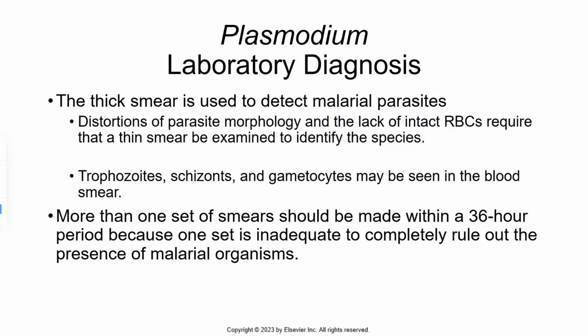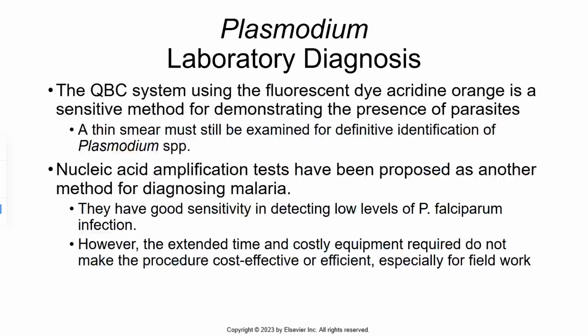In addition, we can take the blood sample and look for the levels of different types of cytokines. If there are pro-inflammatory versus anti-inflammatory cytokines, we can correlate those; as we would anticipate, toward the end of a malarial infection we would see more of the anti-inflammatory cytokines. The QBC system using fluorescent dye, acridine orange, is a sensitive method for demonstrating the presence of parasites. A thin smear must still be examined for the definitive identification of the Plasmodium species.